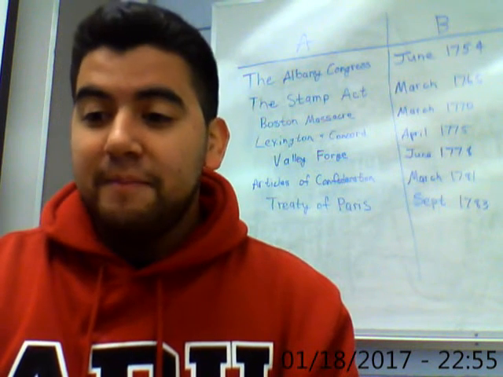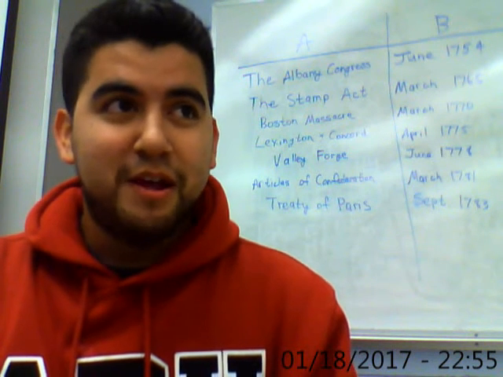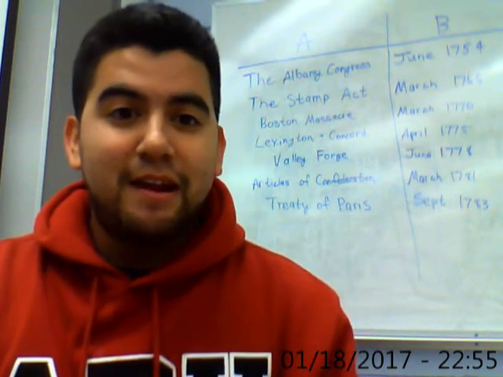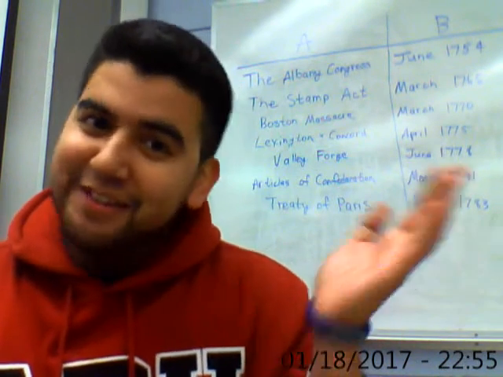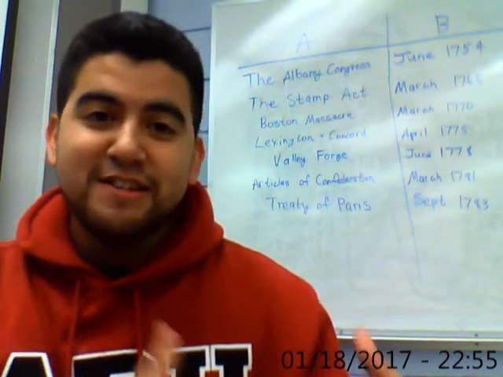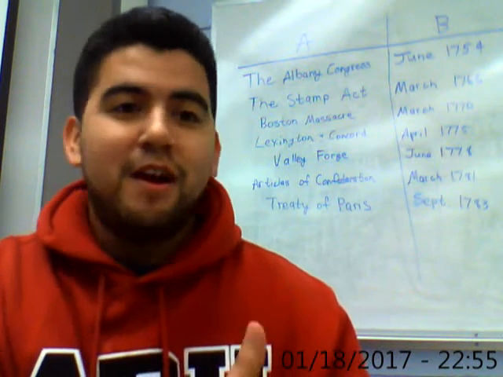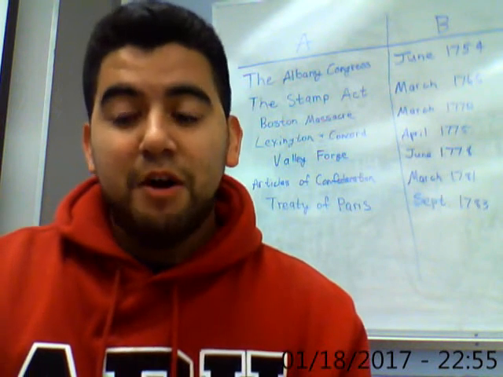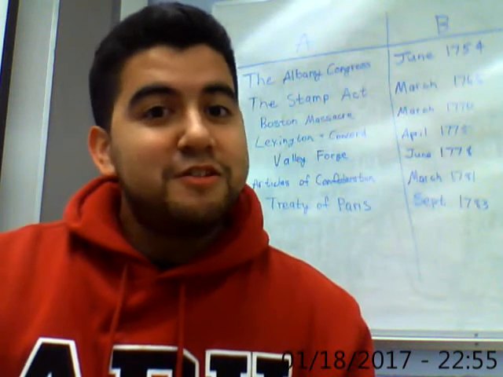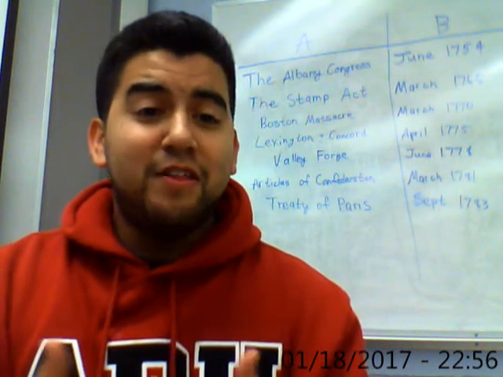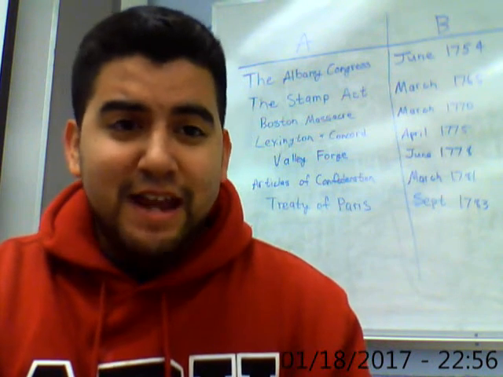So my personal take on it is to take terms from history for a high school class, and as you can see behind me, I have section A and section B. So partner A will get a term, so the Albany Congress, the Stamp Act, and so on. And then partner B will get a date, so June 1754 or March 1781. And then they'll have to find each other and find the right date. So if you're the Albany Congress and you find March 1780, that's not right.